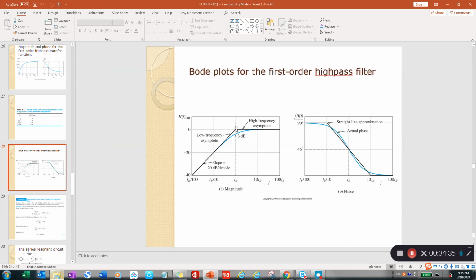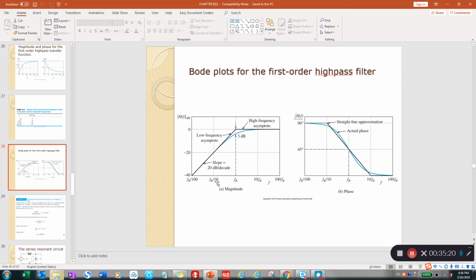We use 0 to represent the amplitude in dB at the break frequency. Then we know, since this is a high-pass filter, that at higher frequencies the signal can pass through. The output signal will be equal to the input signal, so the transfer function's amplitude will be equal to 1. If we calculate the amplitude in dB, we get 0. So if your frequency is higher than the break frequency, the amplitude here will be equal to 0.